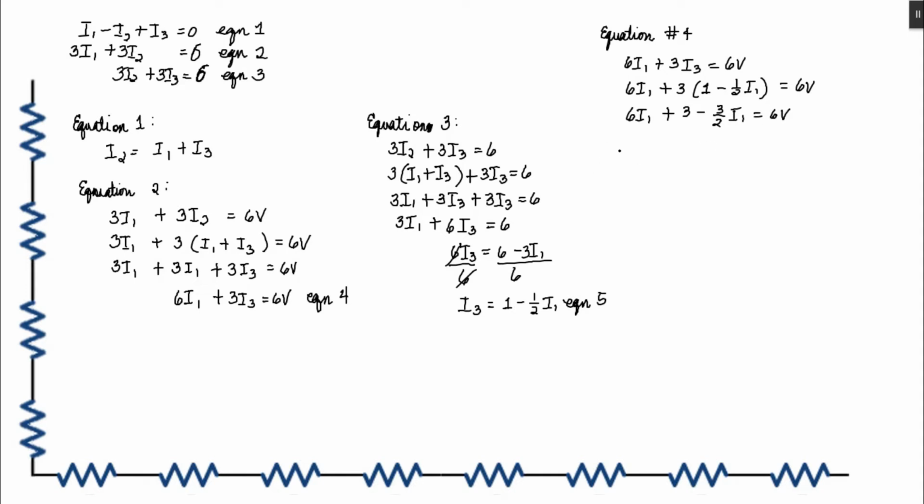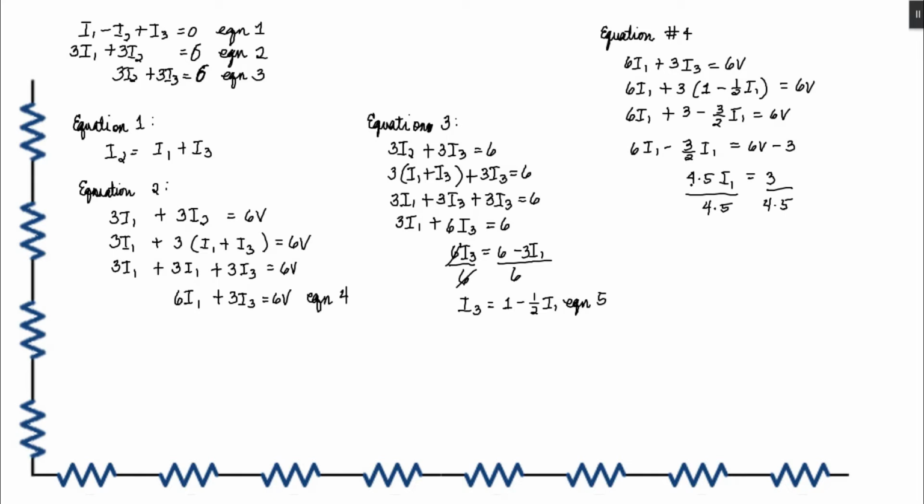Then, after that, combining like terms tayo ha. So, 6 times I sub 1 minus 3 halves I sub 1 equals 6 volts or 6 na lang minus 3. So, after that, so 6 minus 3 halves, that is 4.5 I sub 1 equals 6 minus 3, that is 3. So, para makuha ang I sub 1 mo, you have to divide both sides by 4.5.